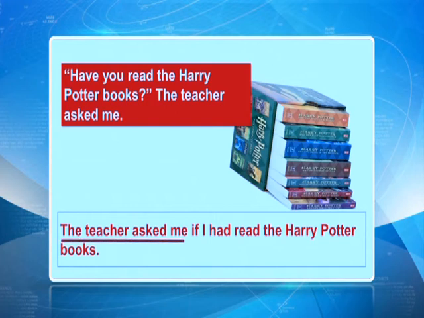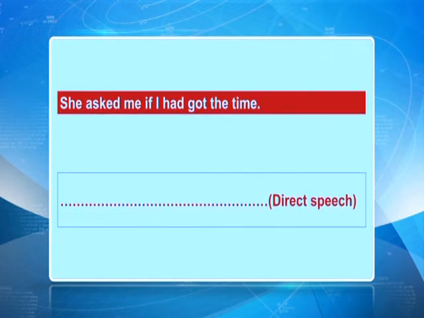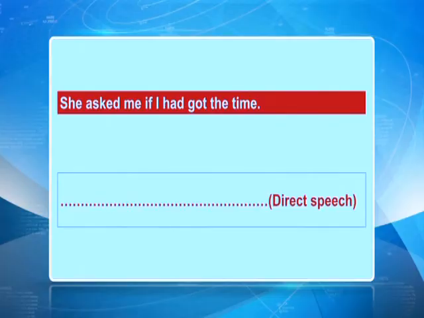The teacher asked me, and then we use if or whether. And then, instead of the present perfect, we use the past perfect, and that's the whole answer. Next sentence, she asked me if I had got the time. Have you noticed something? This sentence is already in reported speech. And what is given here between brackets is direct speech. You need to change the sentence from reported speech into direct speech. So, she asked me if I had got the time.